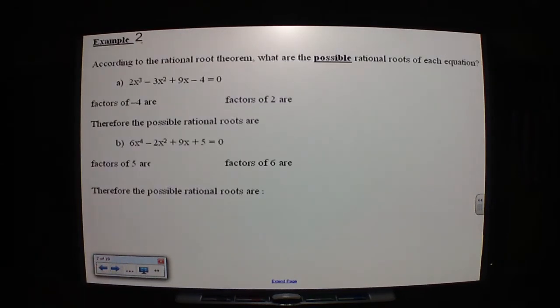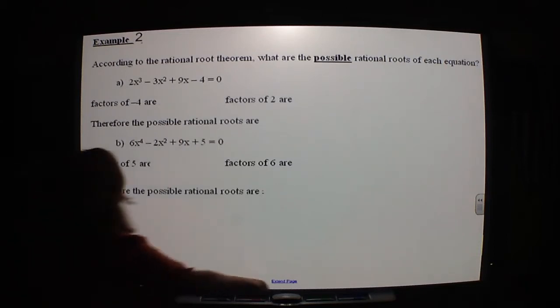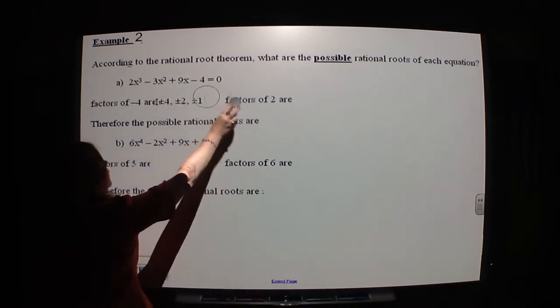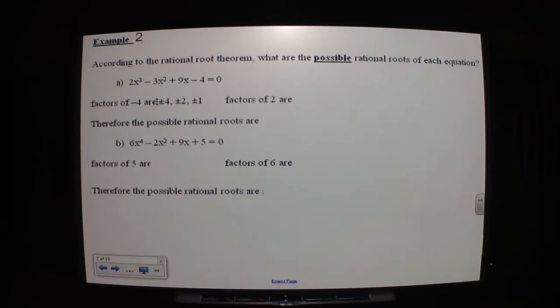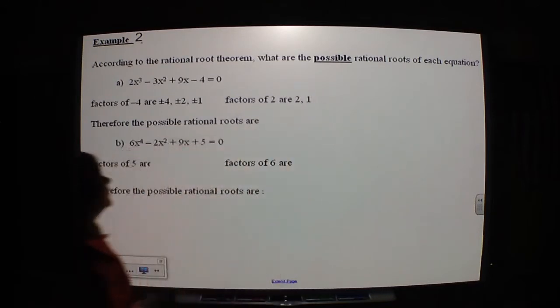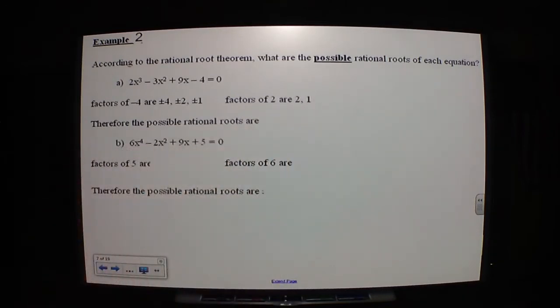So according to the rational root theorem, I want to know what the possible rational roots for each equation are. So all I'm asking you are the rational roots. Not going to ask you to factor this one, I just want to know the roots. So I would take the factors of negative 4, 1 times 4 and 2 times 2. I would take the factors of 2, 1 times 2, and I would divide them.